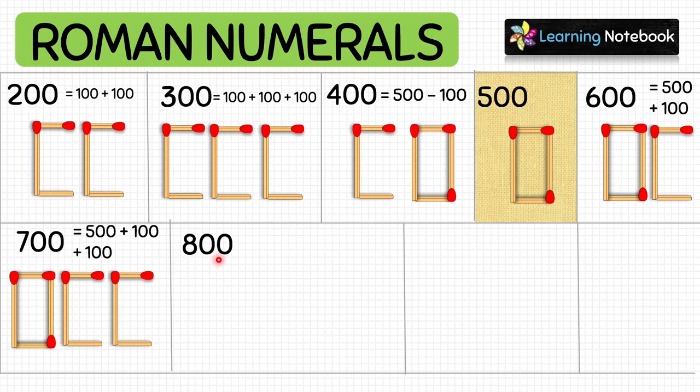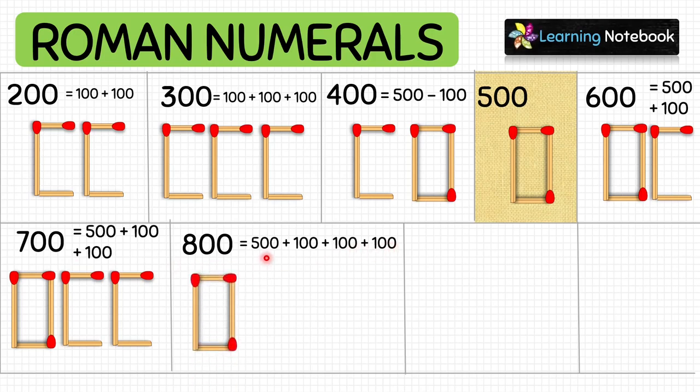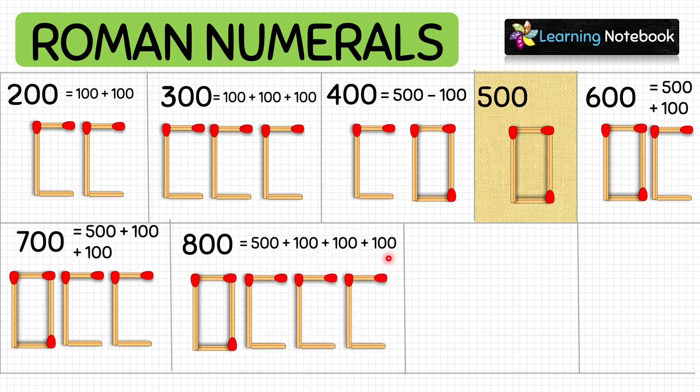Next, 800, which can be written as 500 plus 100 plus 100 plus 100. So we will paste letter D and 3 times C. So DCCC, this is the Roman numeral for 800.